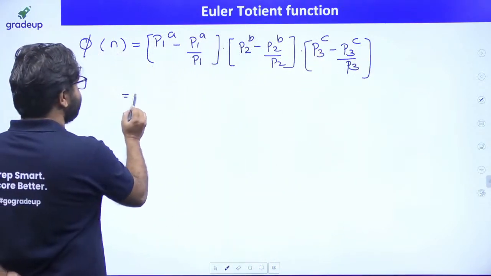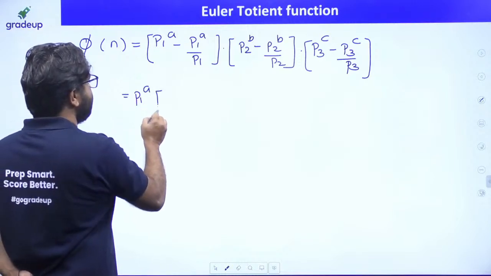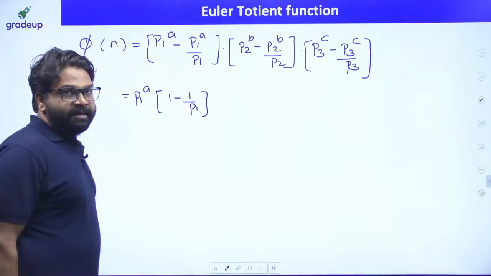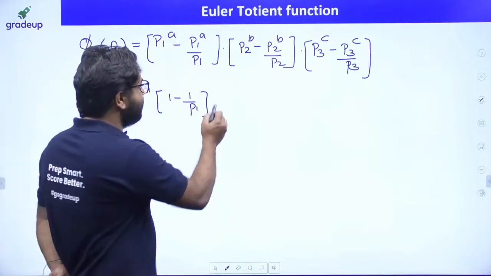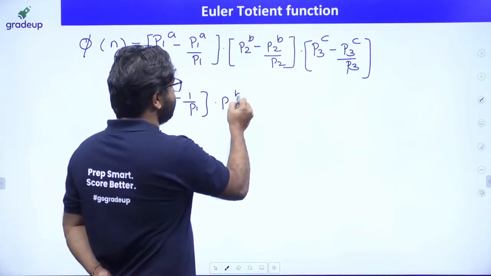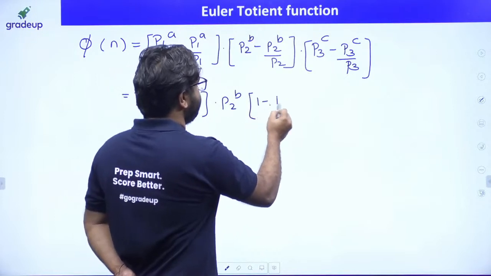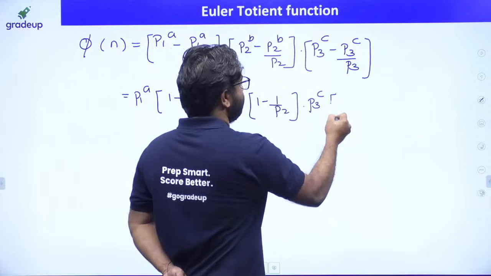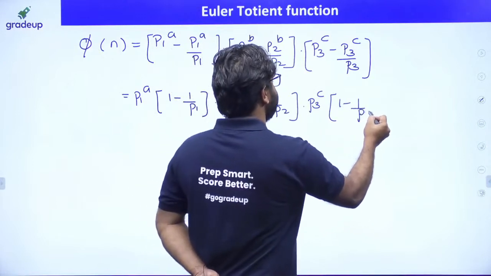Now if I take P1 raised to A, then what will I get? I will get 1 minus 1 upon P1. Yes or no? Right? After that, if I take P2 raised to B, here I will get 1 minus 1 upon P2. Okay, and then after that P3 raised to C, what will I get? 1 minus 1 upon P3.